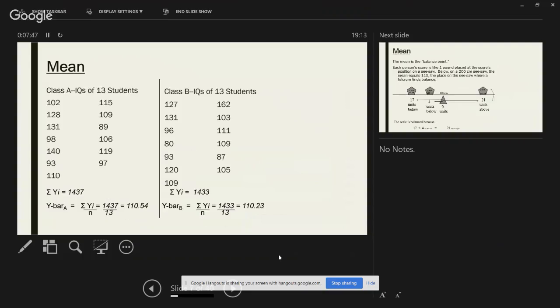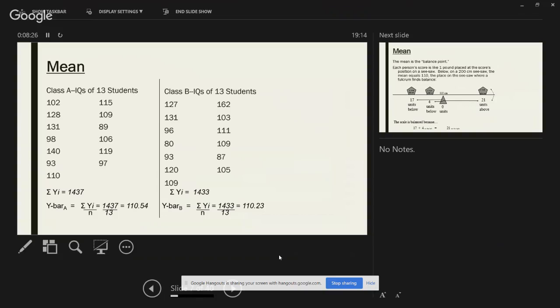Just to give a few more examples about mean. Suppose we have two classes, class A and class B, and we have 13 students in both the classes, and we say that the IQ of these 13 students in class A are as follows. Like you can see 102, 128, 131, 98, and so on. And for class B, it is 127, 131, and so on. If we calculate the summation of yi here, which is the sum of all the values, for class A it comes out to be 1437, and for class B, it is 1433.